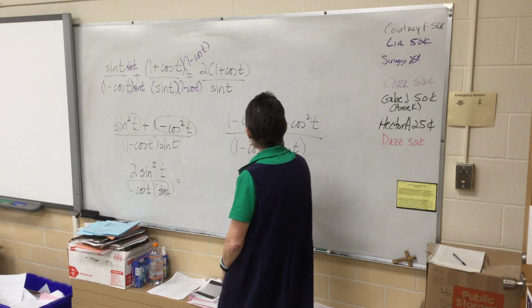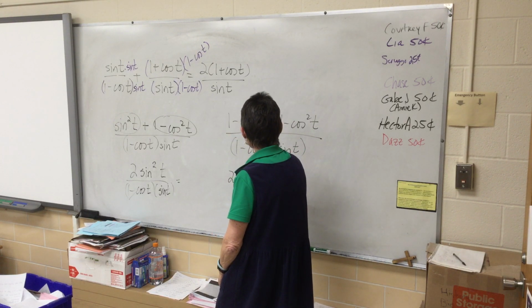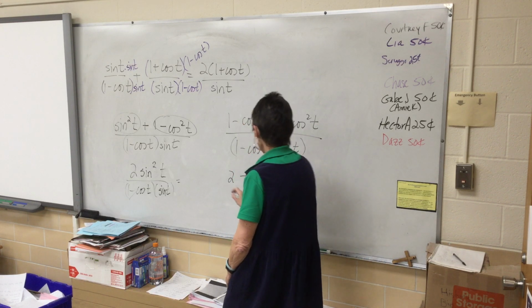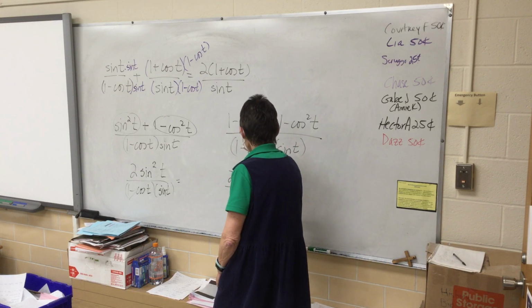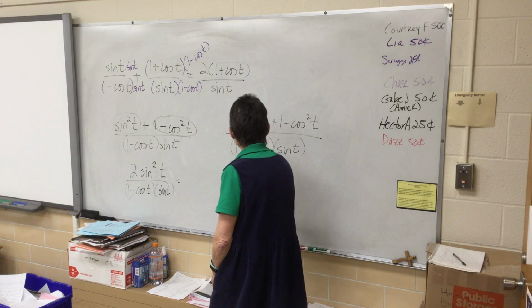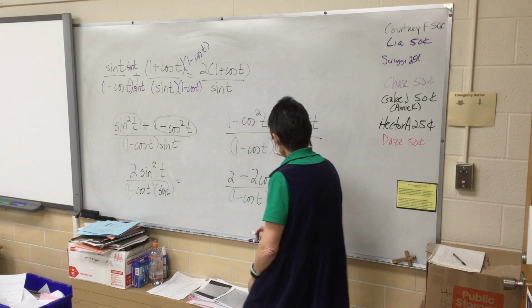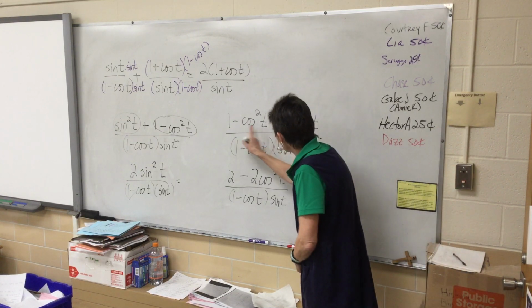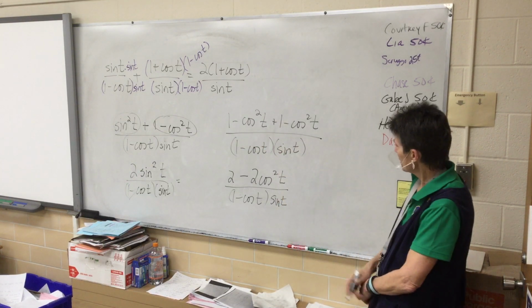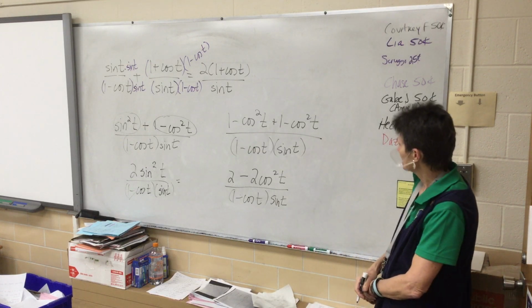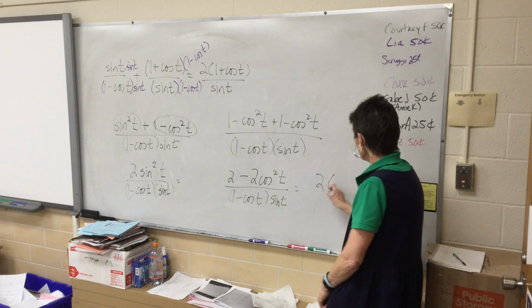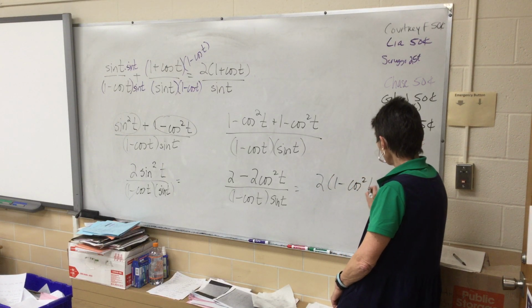So the numerator would be 2 minus 2 cosine squared over 1 minus cosine sine, because I have 2 and I have 2 of those. Okay, that looks good. What can I do with that? Take out a 2. This is getting messy. I'm kind of going all over the place. So that'll be 1 minus cosine squared.